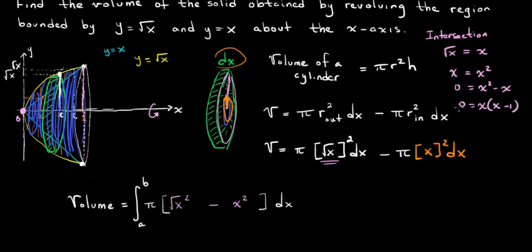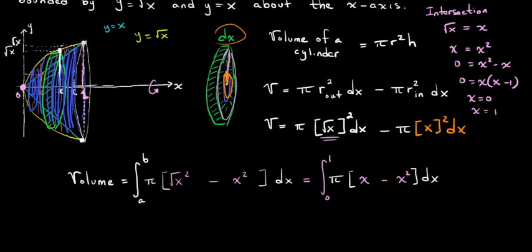And notice that it's going to equal 0 when x equals 0, which is exactly what we have here, or when x is equal to 1. So it turns out that this intersection is 1. So we are going from 0, so this is going to be equal to the integral from 0 to 1. And we now have this formula here, pi, the square root of x squared is just really x, minus x squared. And then we have our dx at the end.